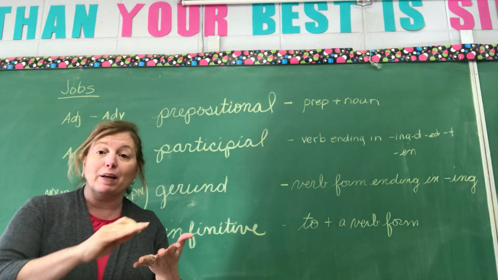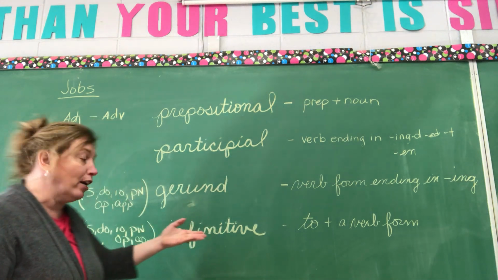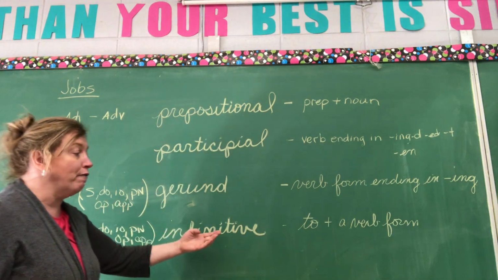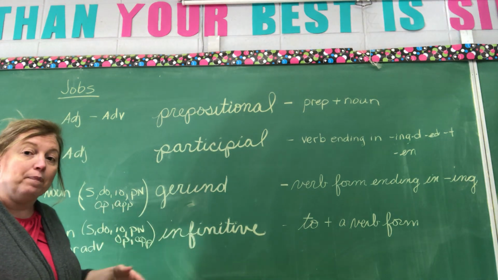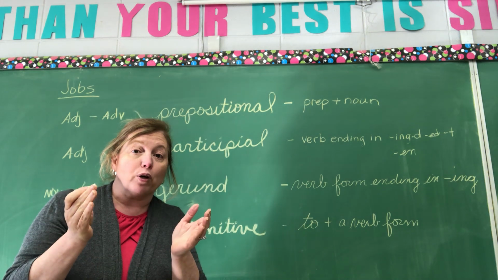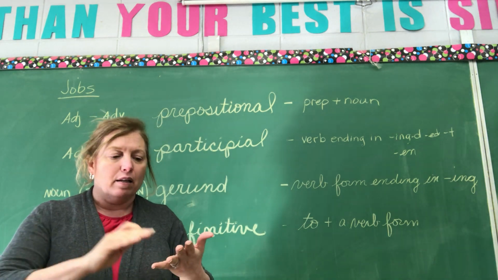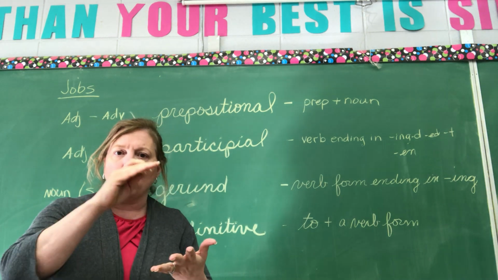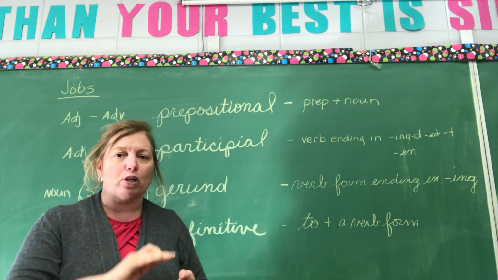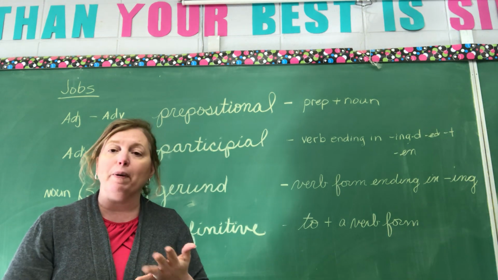A noun is a person, place, thing, or idea. A gerund, acting as a noun, or an infinitive, acting as a noun, it's going to be a group of words that's still going to be the subject, the predicate nominative, the direct object, the indirect object, the object of a preposition, or an appositive.